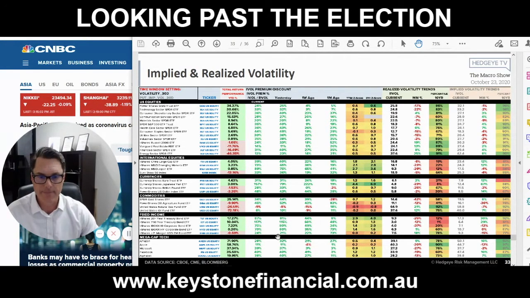And commensurately, when there's an implied volatility discount, it means that there's complacency. So premium means that there's a lot of concern. Discount means there's a lot of complacency.